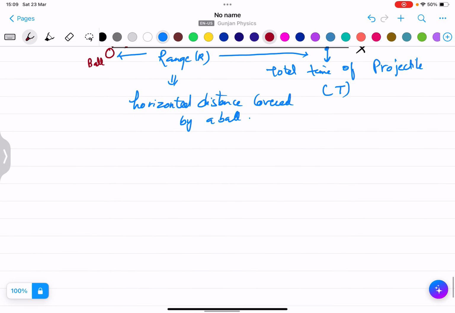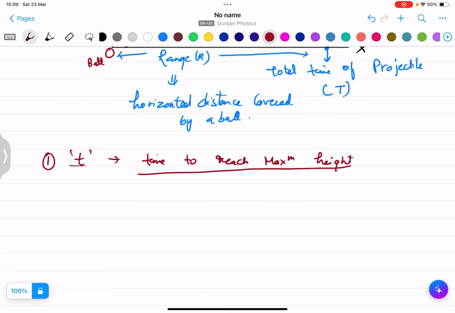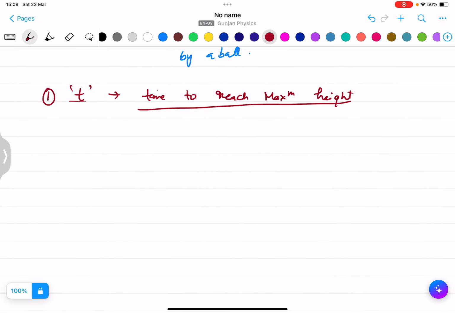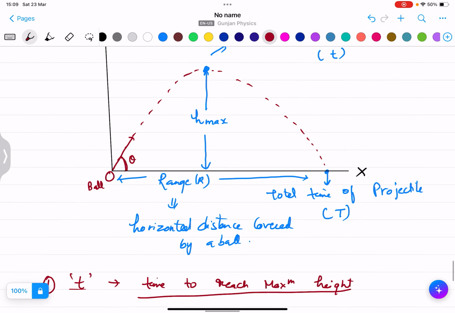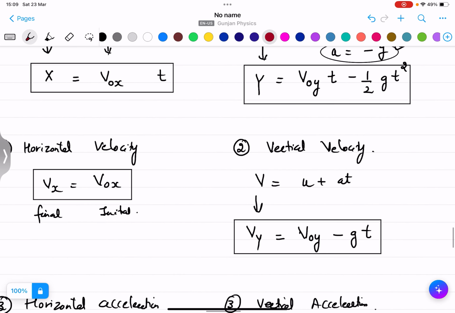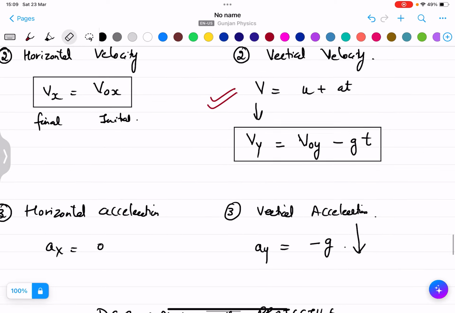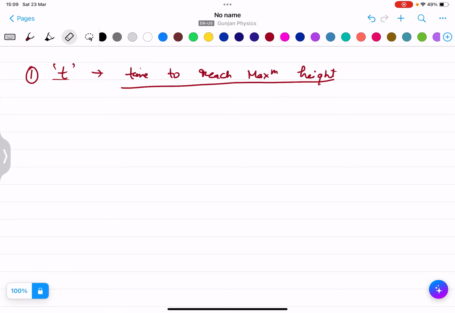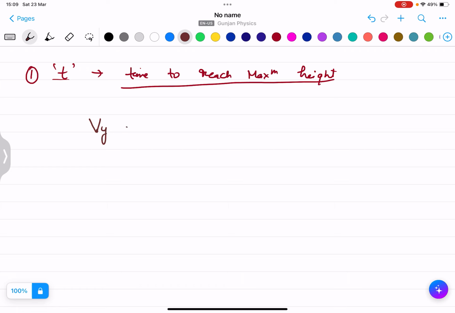Now move to the first derivation. The first derivation is small t, and small t is the time to reach maximum height, right? This is my first derivation. For this first derivation, we will use the first equation of motion for this maximum height, right? What will we use? This equation, vertical velocity, Vy equals V naught y minus gt, right? Because we are talking about the maximum height. So we will use this equation. So I can write Vy equals V naught y minus gt.